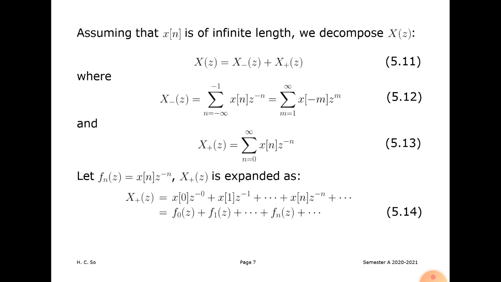Let f_n(z) equal x(n) z^{-n}, where X plus(z) is expanded as X plus(z) equal to x(0) z^{-0} plus x(1) z^{-1} plus up to x(n) z^{-n}, which is equal to f_0(z) plus f_1(z) plus up to f_n(z). That is, f(z) is nothing but X(z). So here we have x(1) z^{-n} plus x(2) z^{-n}, like that it will extend up to x(n) z^{-n}.